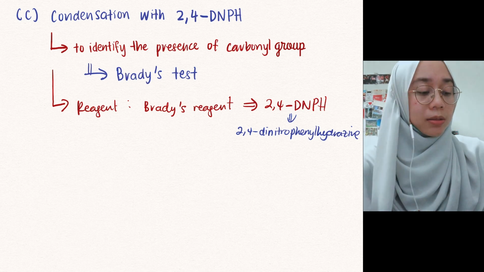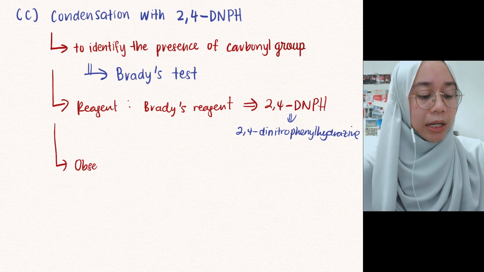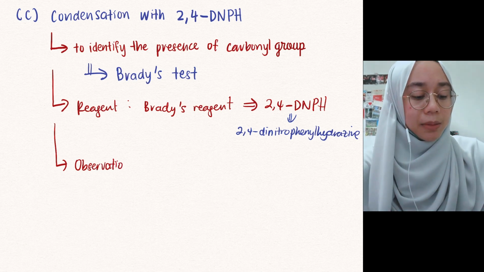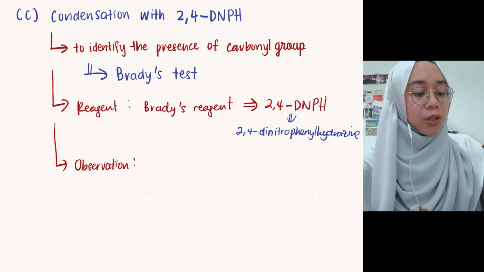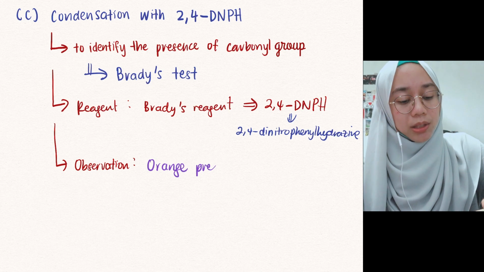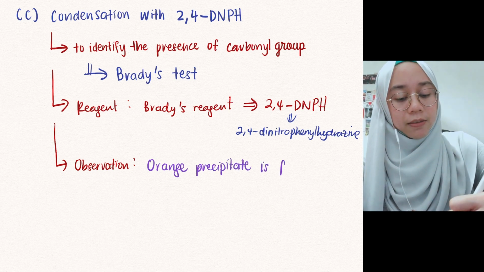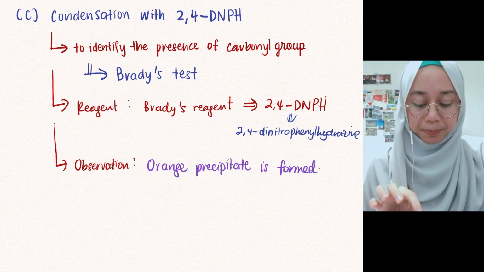Apa yang berlaku pula? Observation pula kan. So kalau observation dia, apa yang akan berlaku adalah kita akan nampak ada precipitate is formed. Specifically pula warna apa precipitate tu? Warna dia adalah orange precipitate. So you will see orange, orange precipitate is formed. Okay, lebih kurang macam ni lah rupa dia.